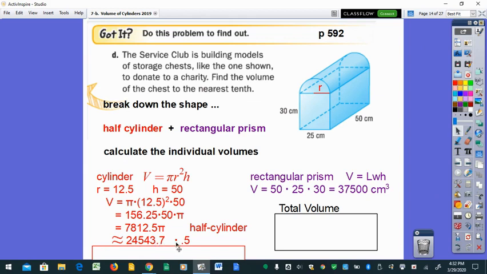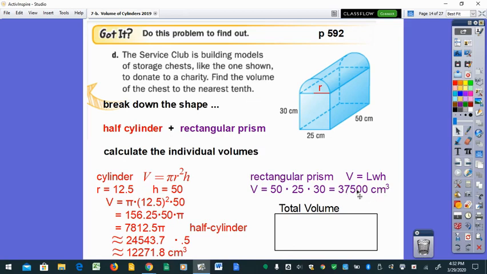In the calculator, it's really easy to multiply by 0.5. Dividing by 2 is the same operation as multiplying by 0.5, and that half of a cylinder, kind of like a soup can cut in half, would be 12,271.8 centimeters cubed.